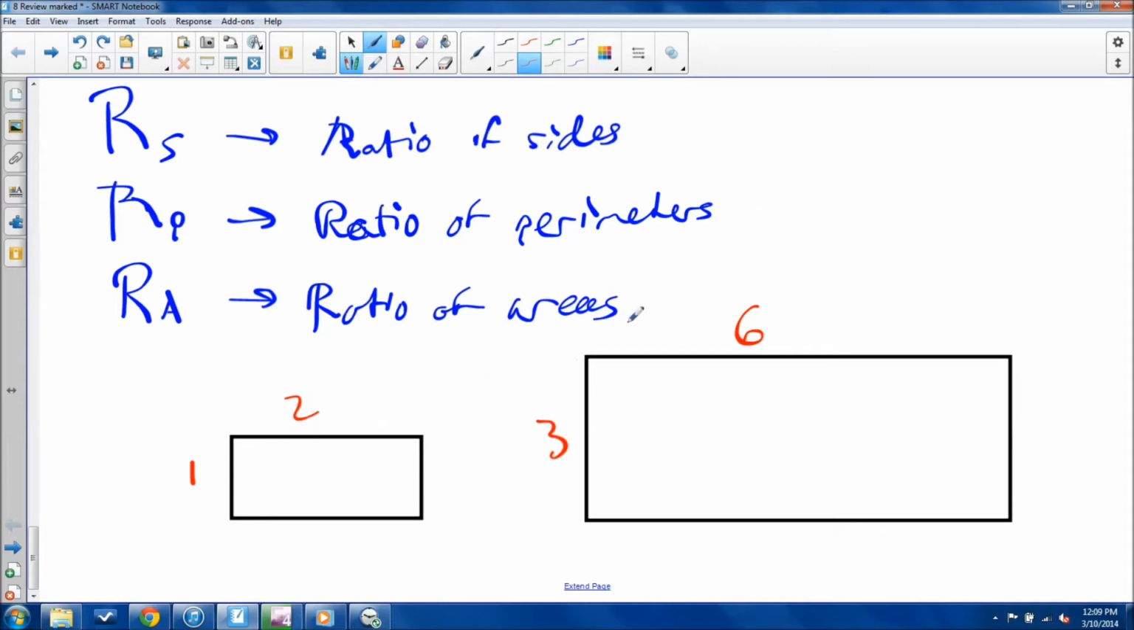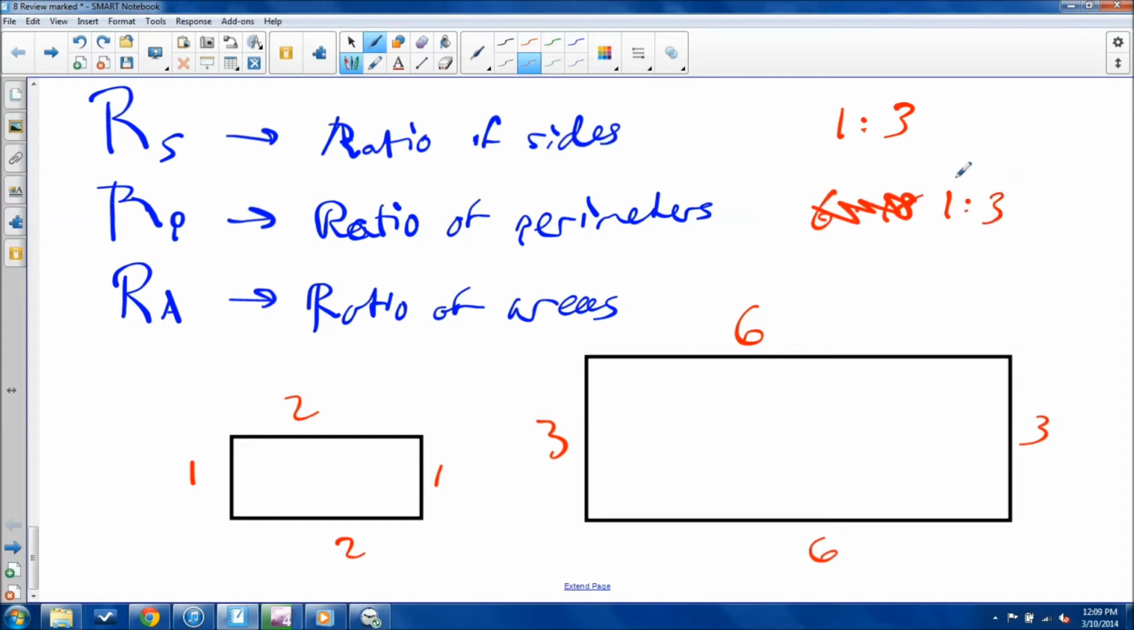You can even test this here. 2 to 6 is also 1 to 3. So ratio of sides, 1 to 3. Ratio of perimeters here. This should also be 3 and 6, 1 and 2. My perimeter, 1 plus 2 plus 1 plus 2, is 6. So that's 6 to 3 plus 6, 9, 3 plus 6, 9, 18. 6 to 18 reduces to 1 to 3.